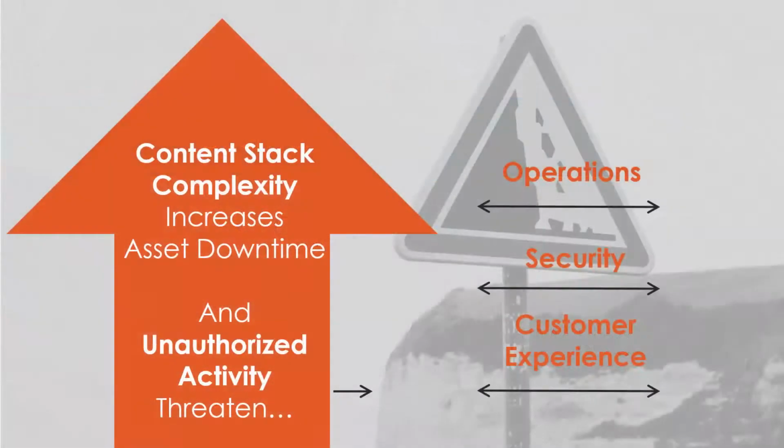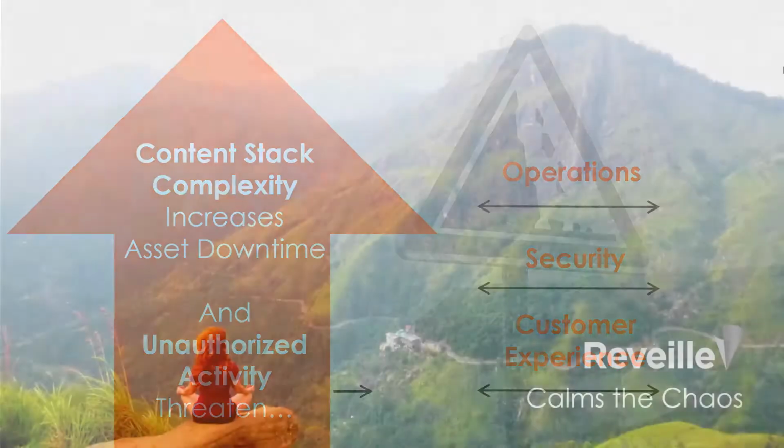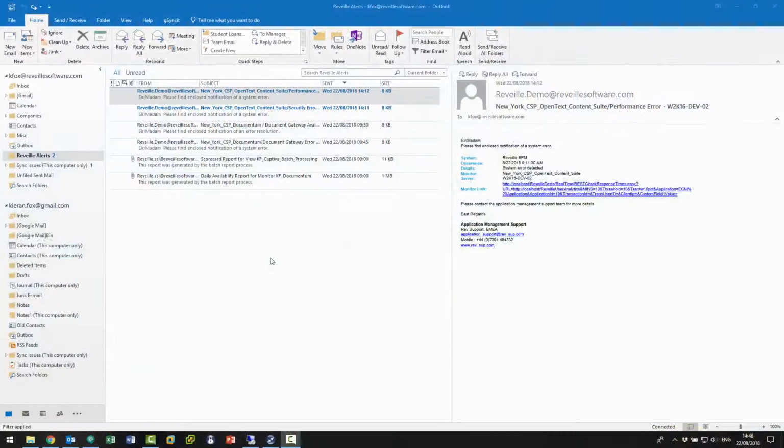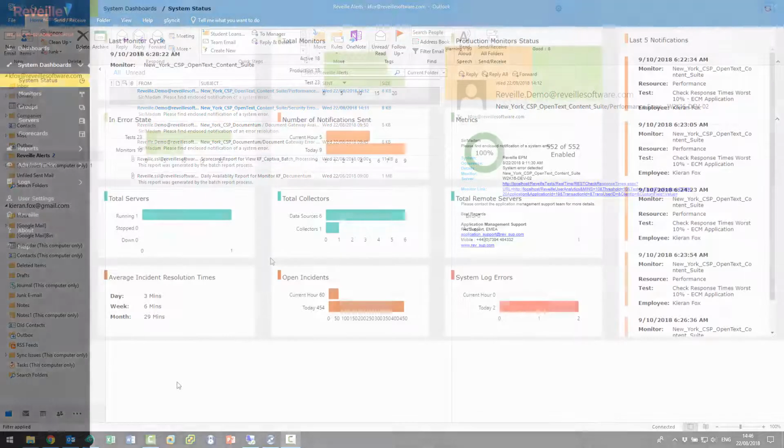As the complexity of your content stack increases and events like asset downtime and unauthorized activity threaten to upset operations, security, or customer experience, Reveille will be there to calm the chaos. Let's walk through an example that starts with receiving an alert from Reveille advising of an issue.